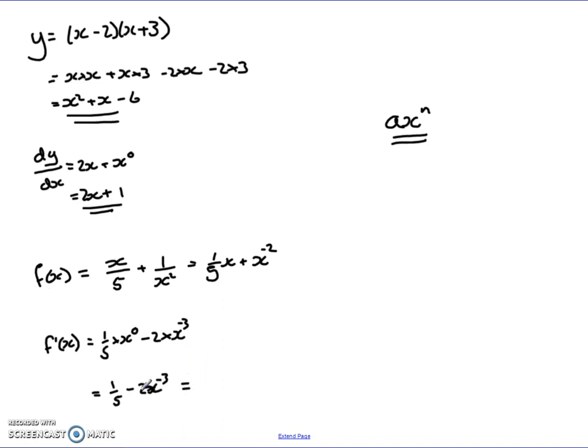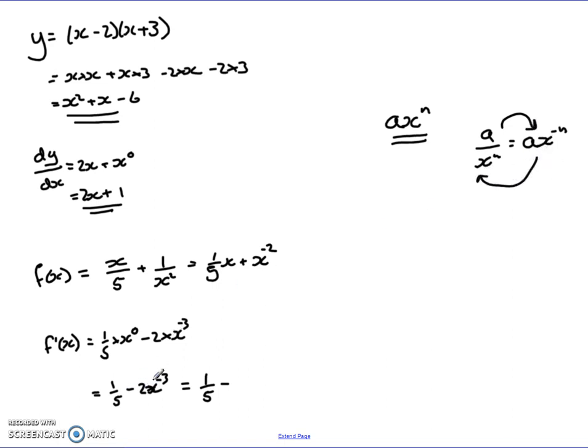I could also then take this a step further and rewrite this with positive indices. So I could have that as a fifth, take away. Well, this one here, think back to when we had a over x to the n. We were able to write that as ax to the negative n. So we were able to go this way, but we're also able to come back that way.